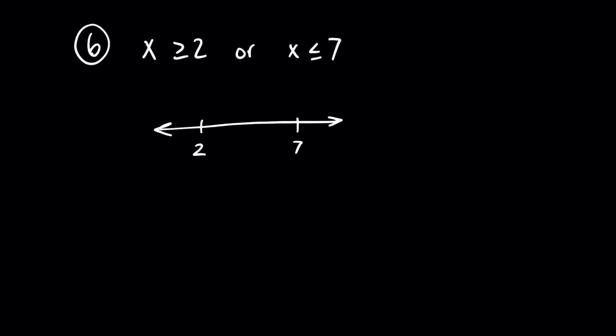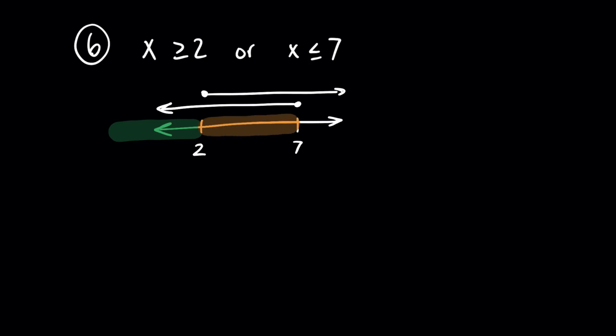Okay, so we need to be greater than or equal to 2. So let's shade that in, greater than or equal to 2. That would be this guy. Or we can be less than or equal to 7. So that's going to be here going this way. And so let's do our zones again. I like to think about this in zones. So here's the green zone, here's the orange zone, here's the blue zone.